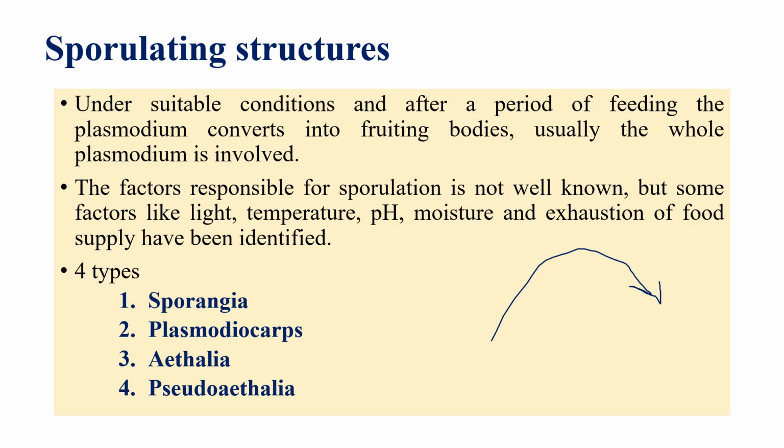But some factors like light, temperature, pH, moisture and exhaustion of food have been identified, but that is not the sole factor responsible for the conversion of plasmodium into sporocarp or the initiation or germination of sporangia. But still it is not known. There are four important sporulating structures that we can observe in Myxomycota. First one is sporangia, then plasmodiocarps, aethalia and pseudoaethalia. Now we will see one by one.